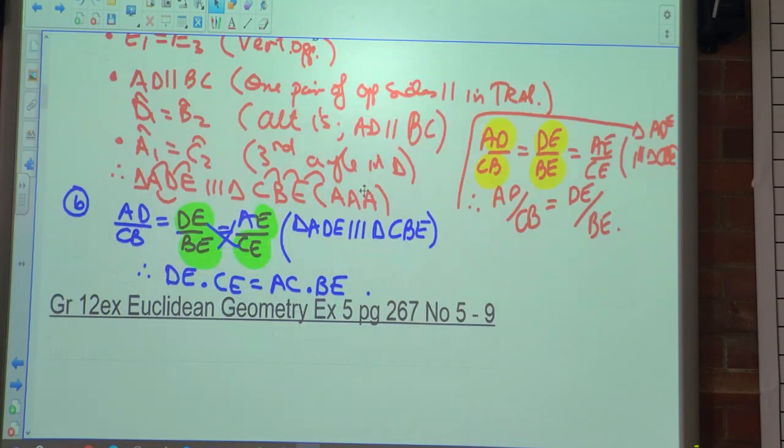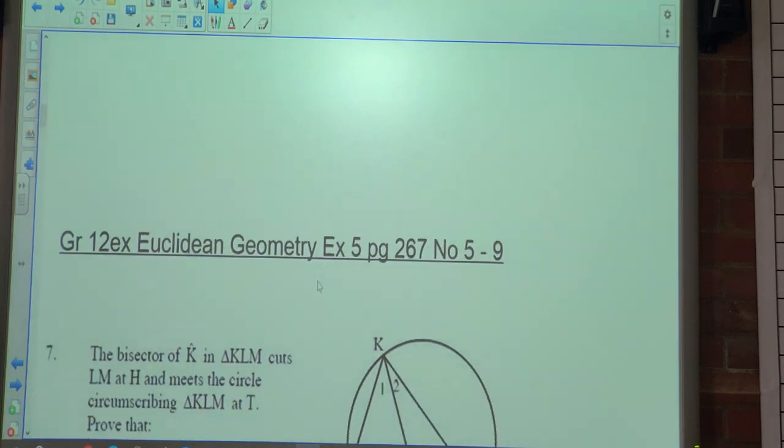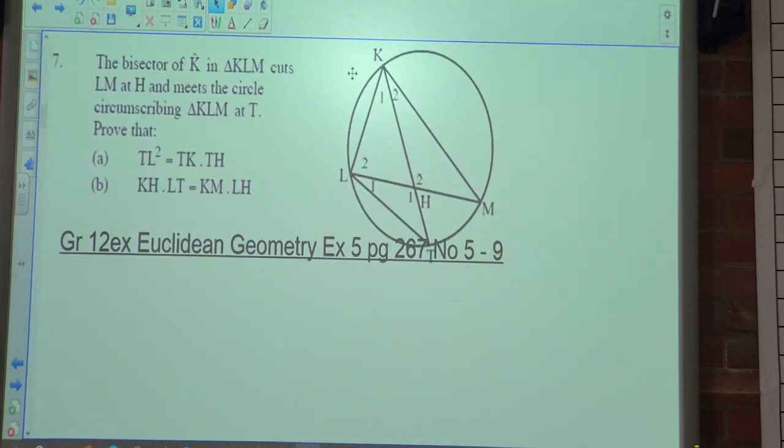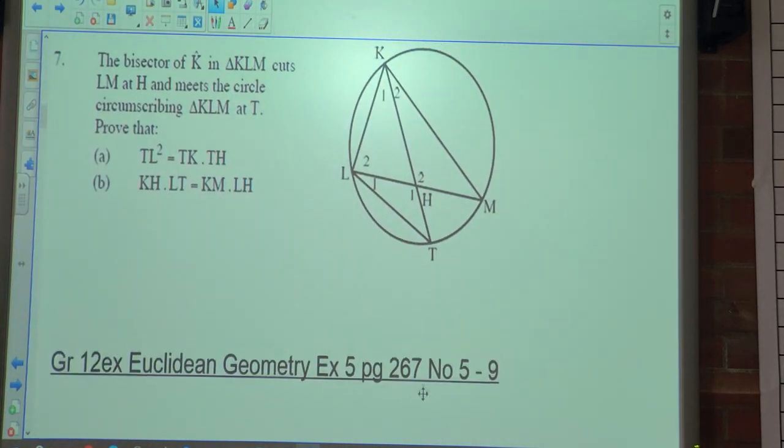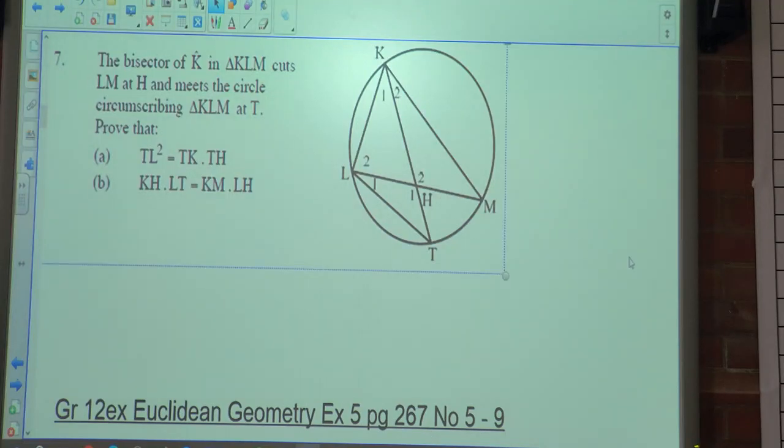This is now number 6. Let's go to number 7. You'll see me take my time with this section of work. It's easy to mix up something. You must always take your time.